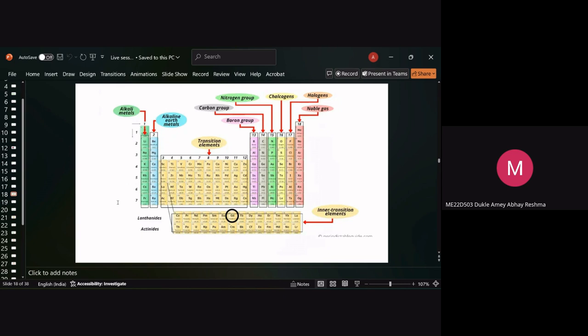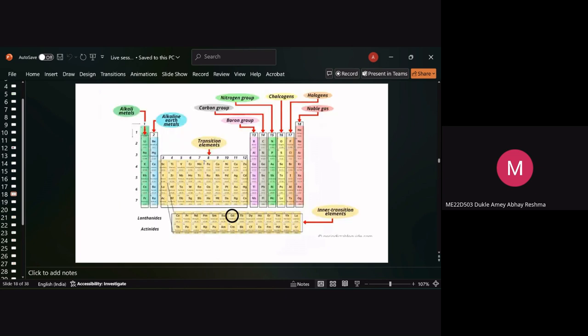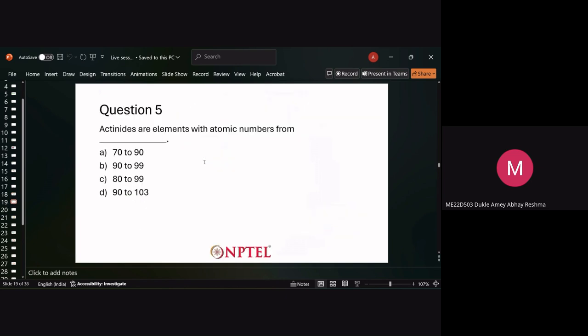These elements are basically highly radioactive. You can see here uranium is there, and various other materials which we already know are used in radioactive materials. These are not very stable elements, and even gadolinium is not. That's why gadolinium is highly cytotoxic if you get it as a pure element. So in its free form, it is highly cytotoxic.